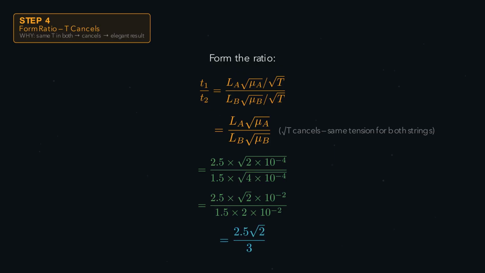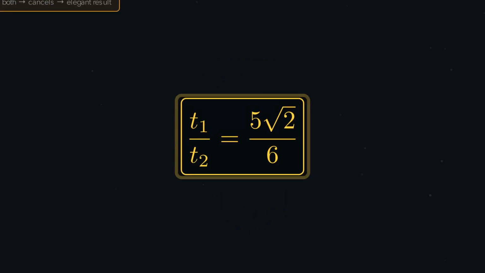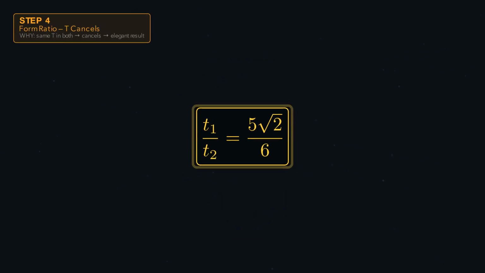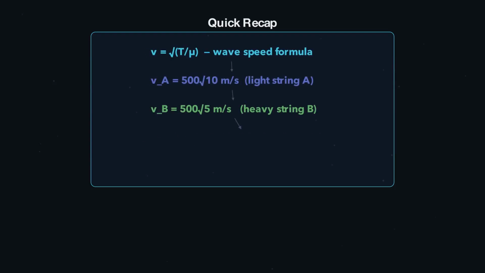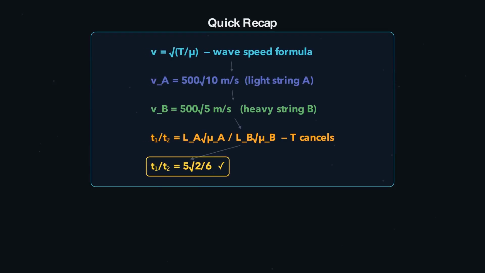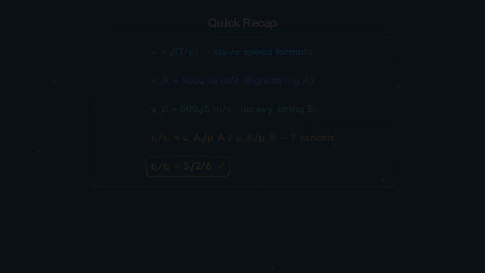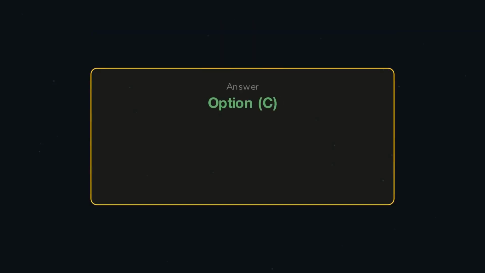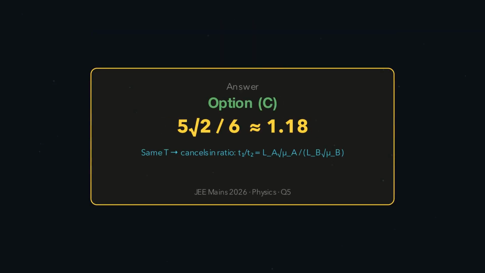What remains is L_A times root mu_A over L_B times root mu_B. Plugging in, 2.5 times root 2 over 1.5 times 2. This gives us 2.5 root 2 over 3. Simplifying the fraction, that's 5 root 2 over 6, approximately 1.18. The pulse through string A takes about 18% longer, even though it moves faster, because it has to travel a greater distance.